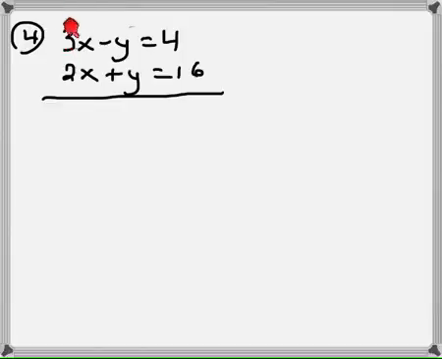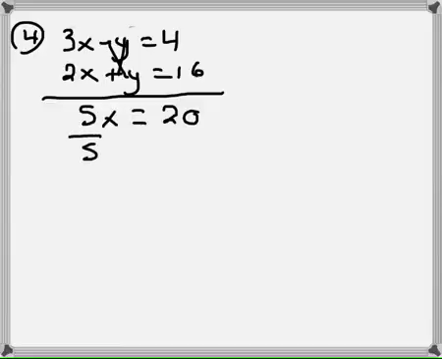So what's 3x plus 2x? 5x. What's negative y plus y? 0. I don't write it down. What's 4 plus 16? 20. Do you remember what you're going to have to do to get the x by itself? I hope you said divide by 5, divide by 5. Do the math. 5 divided by 5 cancels and you have x. Use your calculator if you need to. What's 20 divided by 5?